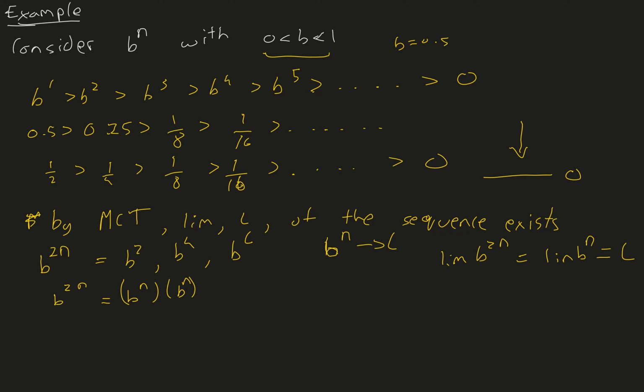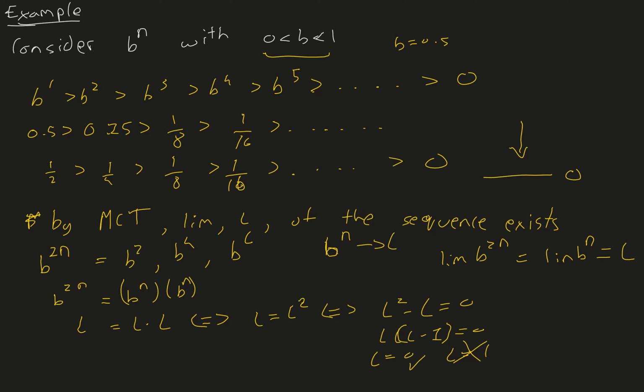So the limit of the sequence B^n is L, and the limit of the sequence B^(2n) is also L. So we get that L · L is equal to L, because the limit of the sequence B^(2n) is also L. From this we get L = L^2, which can be written as L^2 - L = 0. I'm going to simplify this as L(L - 1) = 0. So we get L = 0 or L = 1. It's pretty trivial that L = 1 is not possible. Therefore, L = 0.